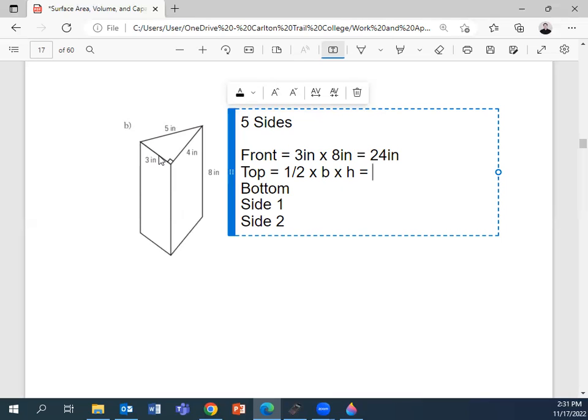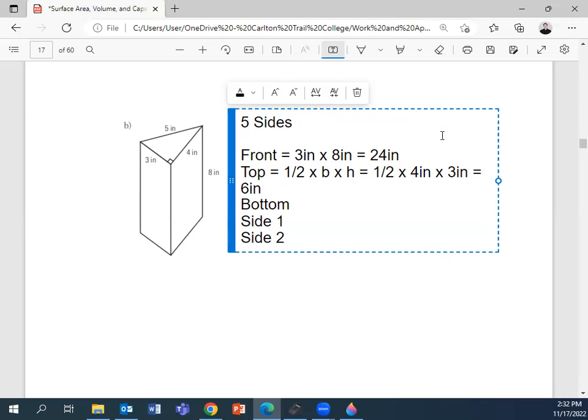Instead, I need to use the height. Is there a height here that just goes straight up? I see this as a right triangle. If it's a right triangle, these two are at a nice right angle, which means this is the height and this is the base, or this is the base and this is the height. Either way, these are the 2 sides I need, because there's that nice little square there. So I'm going to say 4 is my base. 1/2 times 4 inches times 3 inches gives me 6 inches squared.